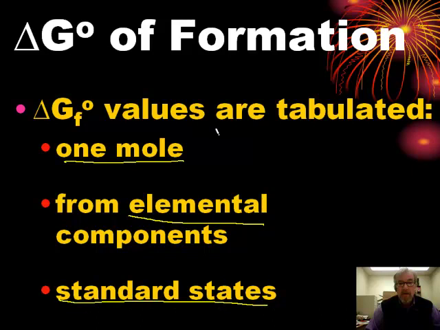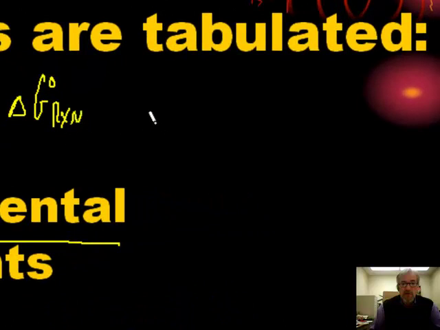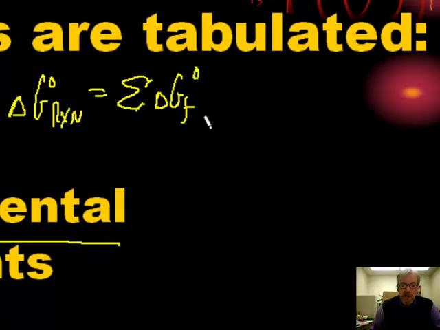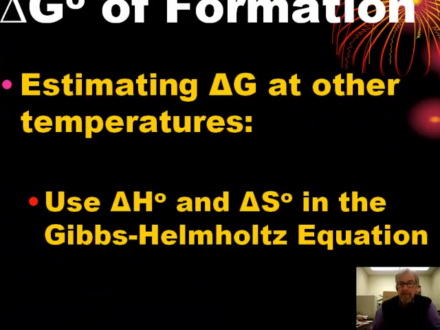And you can use this just like you can in Hess's law to find delta G naught for a reaction. Delta G naught for the reaction is going to be the sum of all the delta G's of formation for products minus the sum of all the Gibbs free energy changes for reactants for the process.